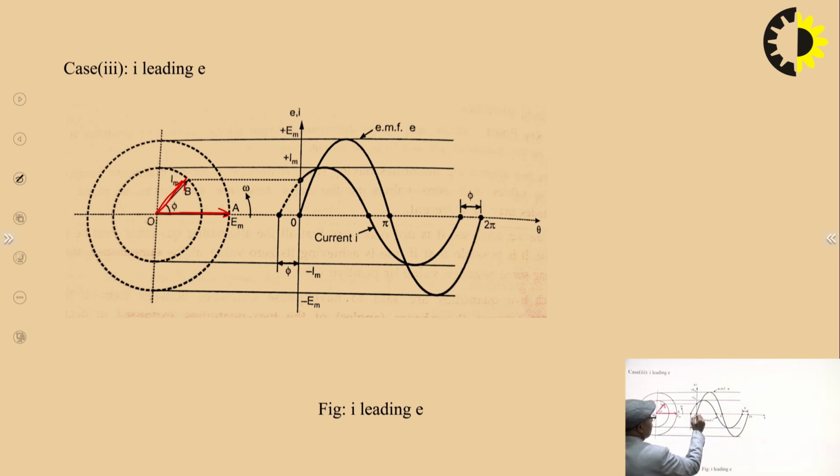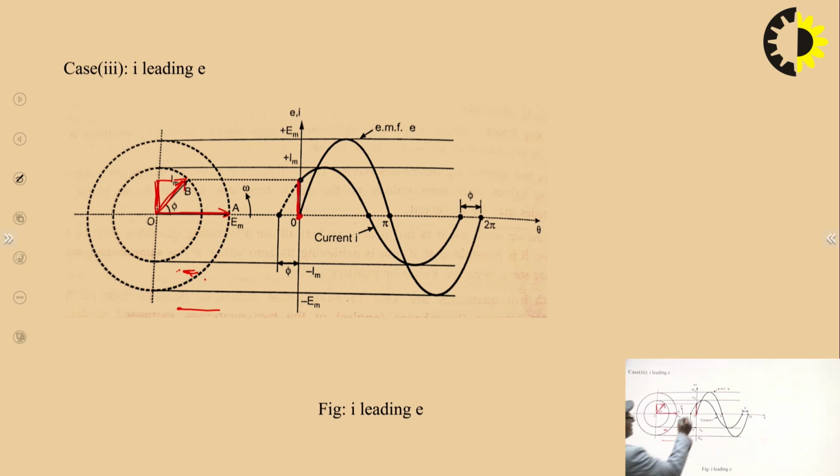At this instant shown here, the projection of current is this much, and the projection of voltage is 0. So accordingly, the current value at time t equal to 0 is this much, and the voltage value is this much.